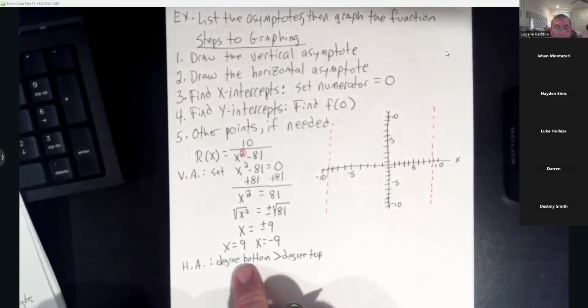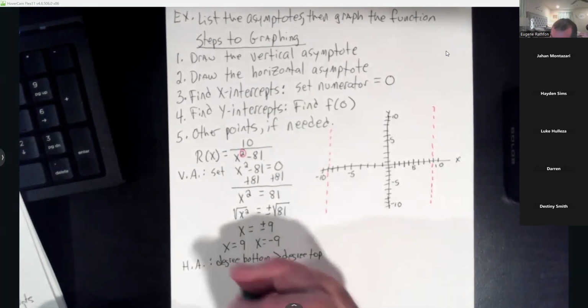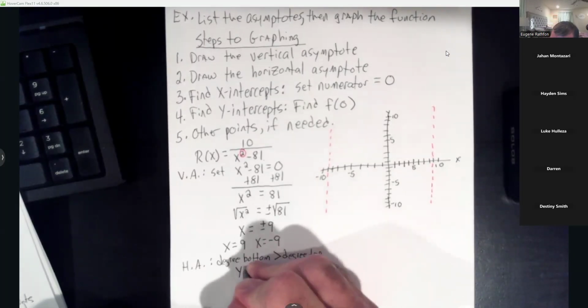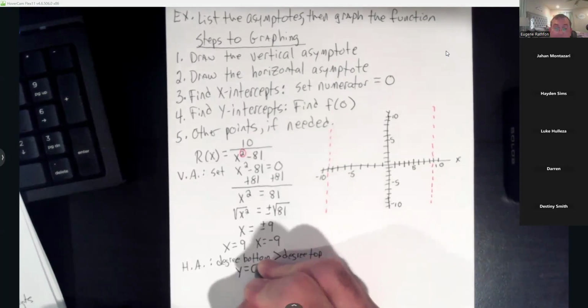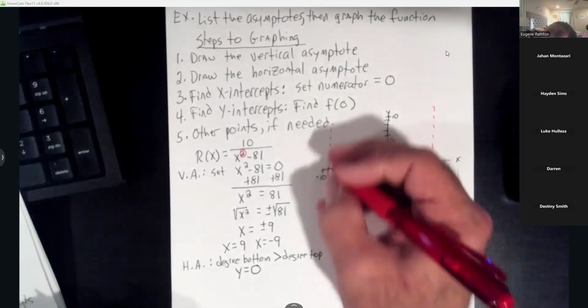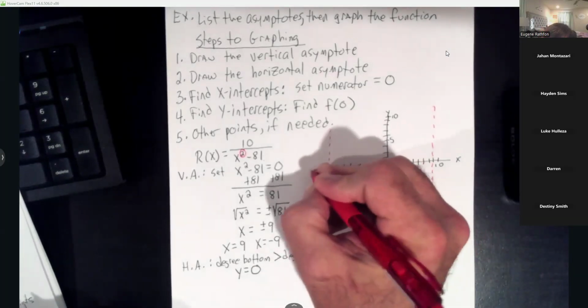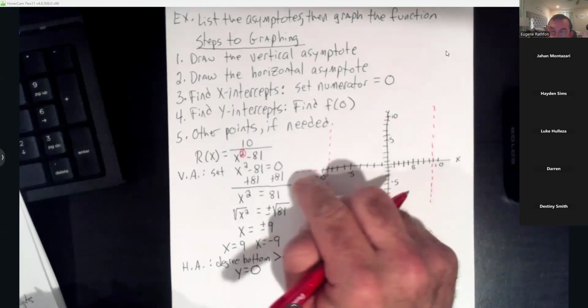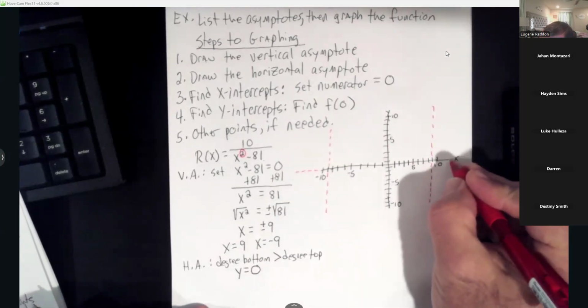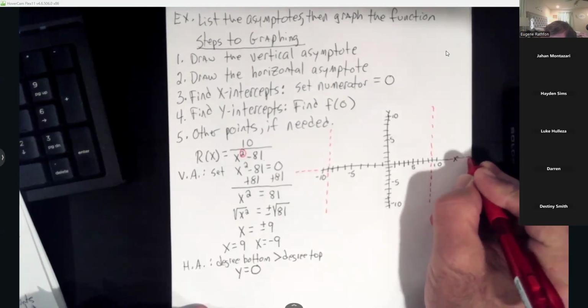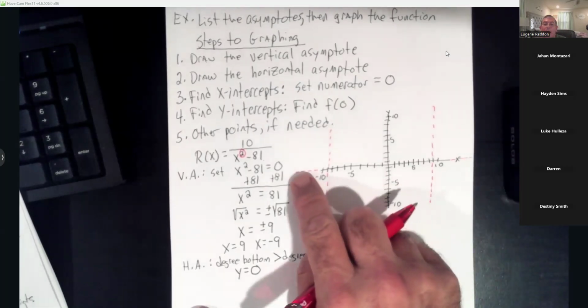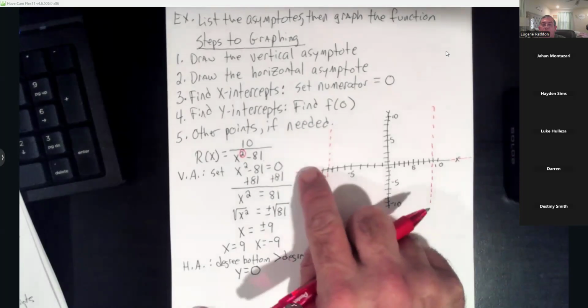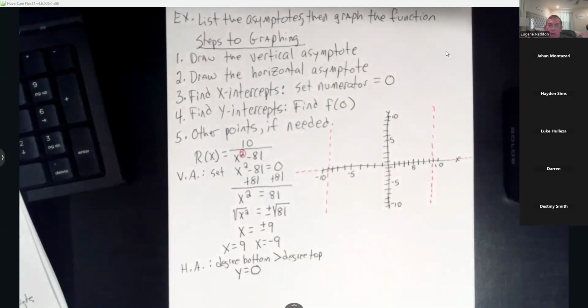And we said when the bottom degree was greater than the top, my asymptote would be y equals 0. So that means as this graph heads towards negative infinity and positive infinity, it's going to try to get to this imaginary horizontal line.